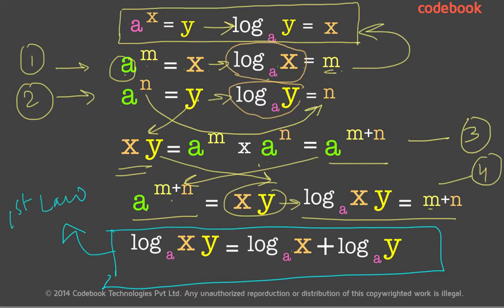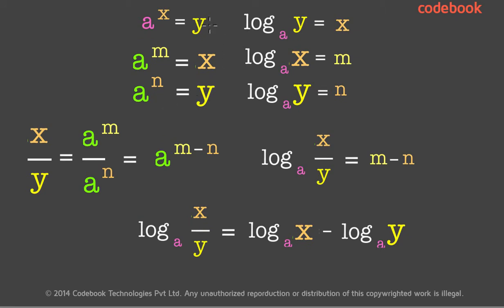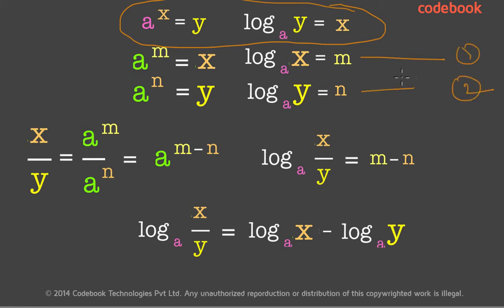Now let us look at the second law. Again, let us consider the same three statements that we have seen before. This is the general representation of a logarithm, and we are taking the same cases 1 and 2, where a power m is equal to x is represented as log x to the base a equal to m, and a power n equal to y is represented as log y to the base a is equal to n. Now let's divide x by y. When you divide x by y, you have x by y is equal to a power m by a power n. But by laws of exponents, this is nothing but a power m minus n.